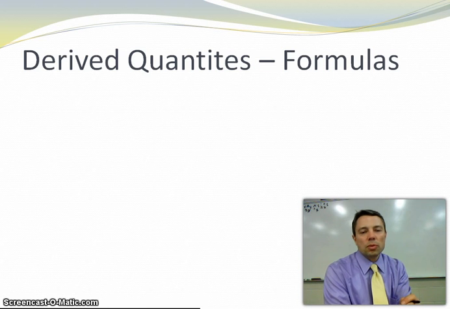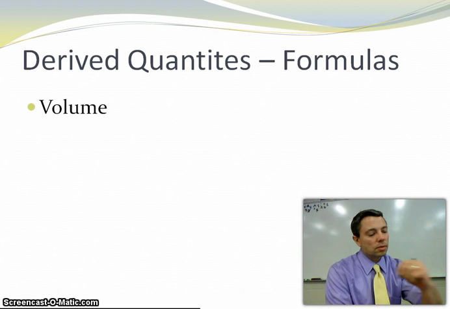A lot of times when we deal with derived quantities, we're thinking in terms of formulas, okay? There's probably a mathematical relationship. If you can think of the formula for it, then it's derived. If you can't think of a formula for it, it's probably a fundamental, but remember, there's only 7 of them as fundamentals, so you may come across one that you just don't know the formula for yet.